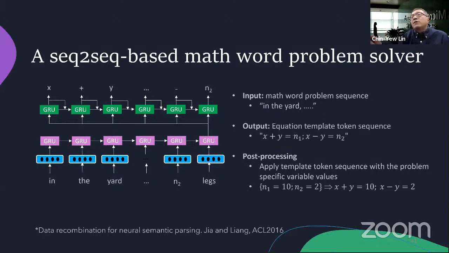Once you have this equation, you do post-processing and replace n1 with the number in the problem aligned to it. So n1 equals 10 and n2 equals 2, and then you solve the question. So this is the idea.